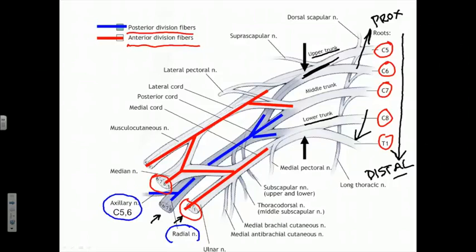Because if the upper trunk of the brachial plexus is compressed, certainly based on the gradient, proximal muscles are likely to be affected. Whereas if a patient has a stretching or compression of the lower trunk of the brachial plexus, more likely the effect is going to be on distal muscles, hand muscles, particularly in the upper limb.